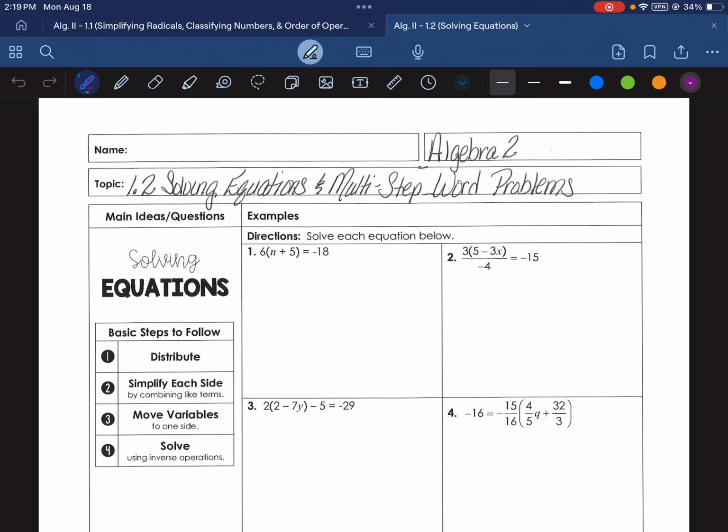Welcome everybody to Algebra 2, Section 1.2, Solving Equations and Multi-Step Word Problems.